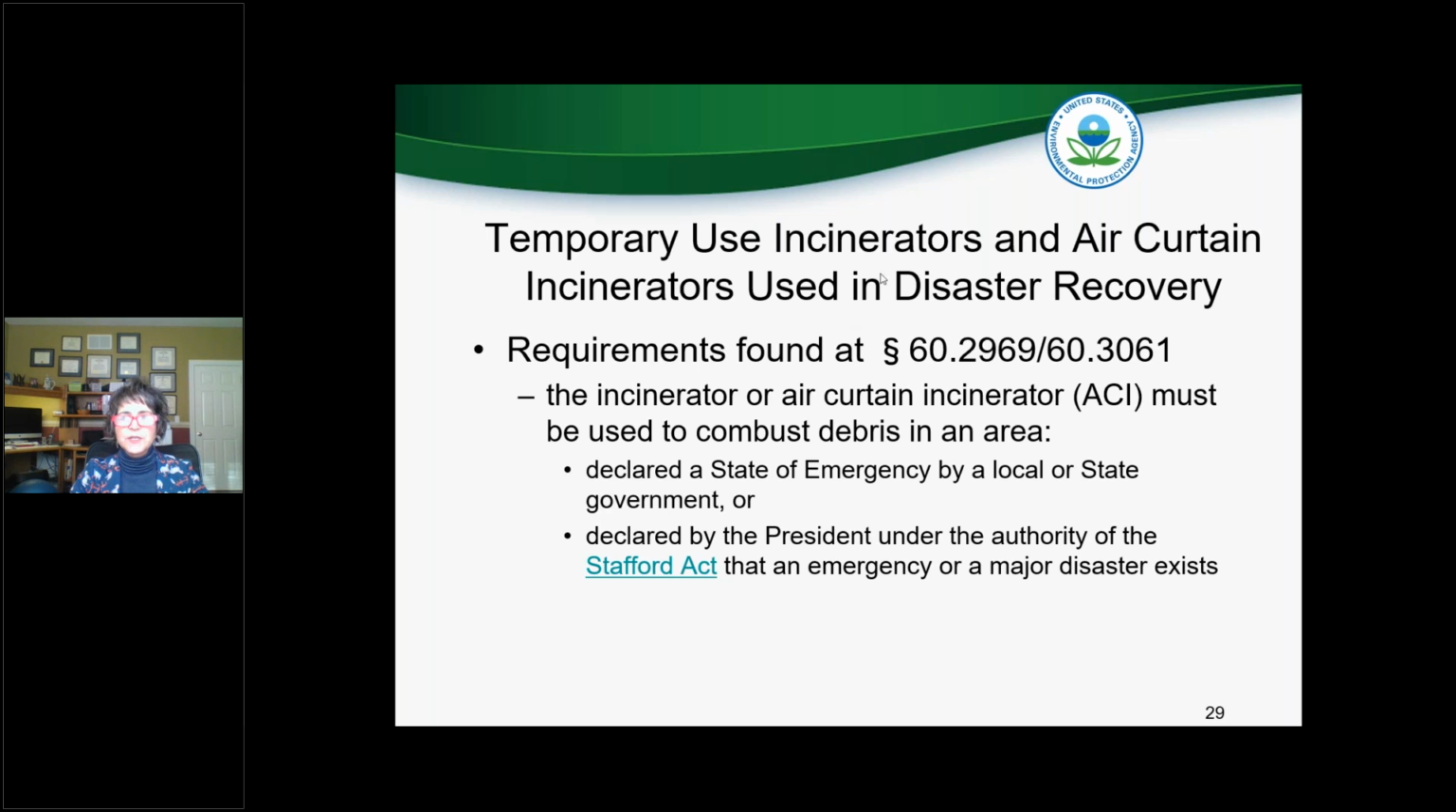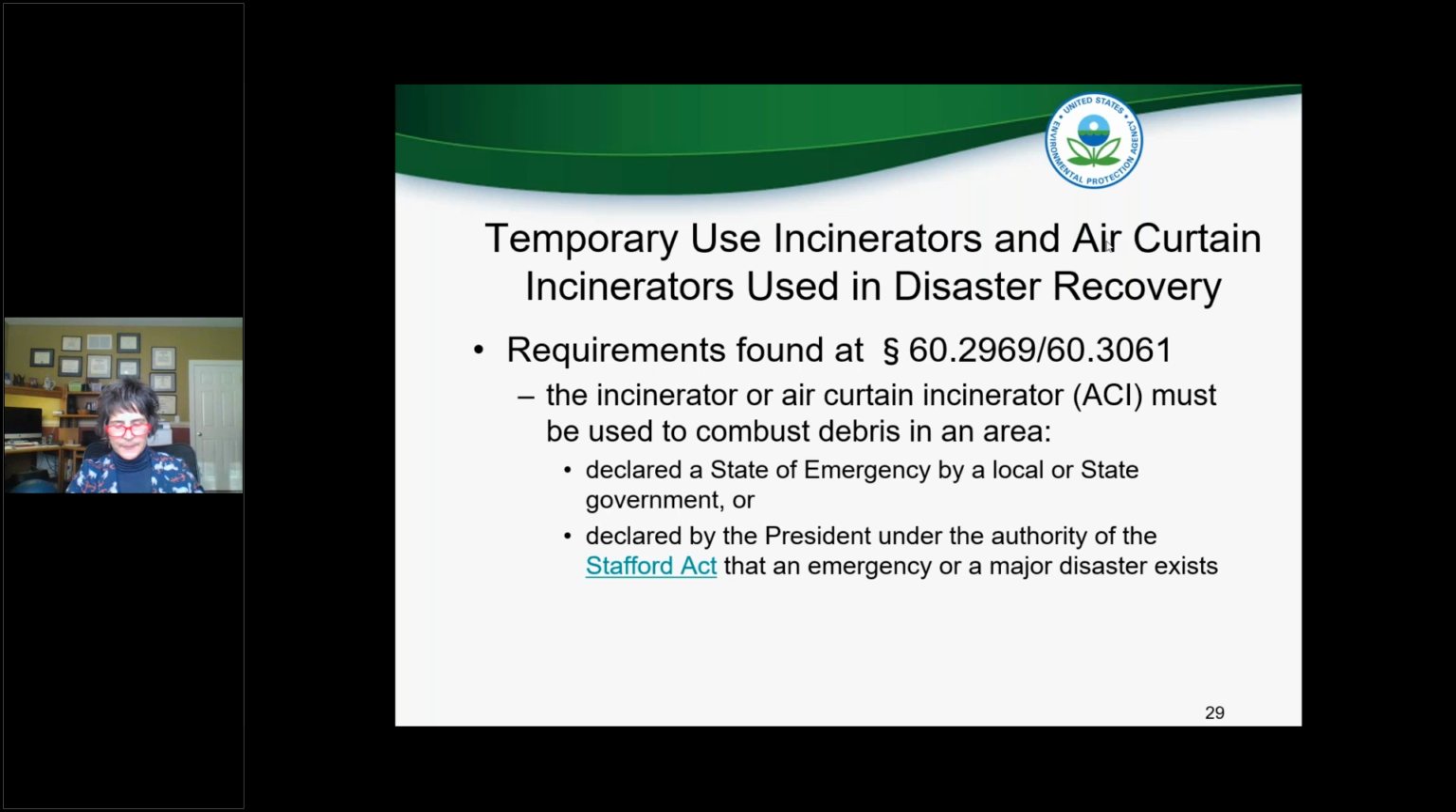So unlike asbestos, we actually do call out when these particular disaster response incinerators can be used, and we call that out specifically in the provisions of the NSPS and the emission guidelines. And basically, the incinerator is used for disaster recovery if it's used to combust debris in one of two ways. It's either in an area that's declared a state of emergency by a local or state government, or it's been declared by the president under the authority of the Stafford Act that an emergency or a major disaster exists. So very narrow, but at least prescriptive, so that you know when the exclusions have been triggered.